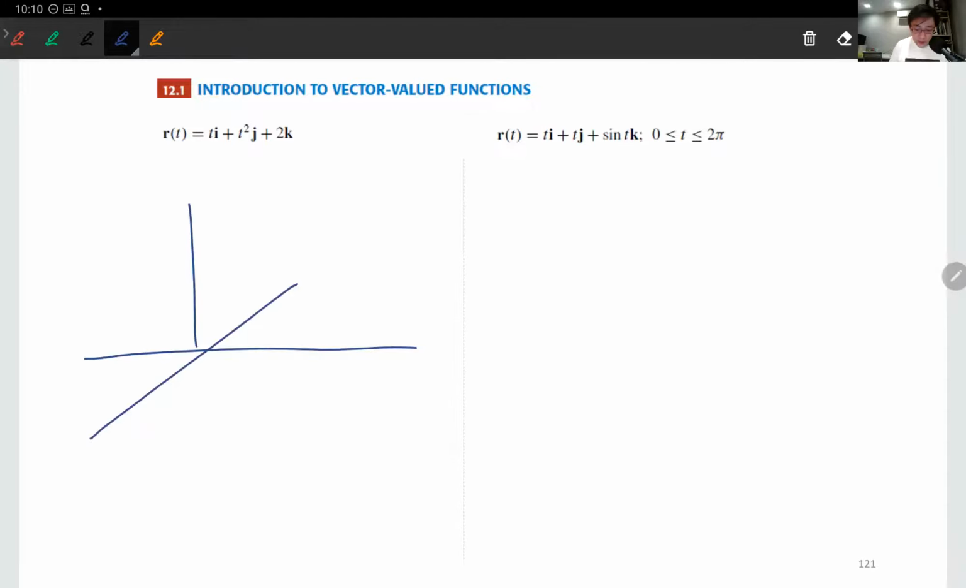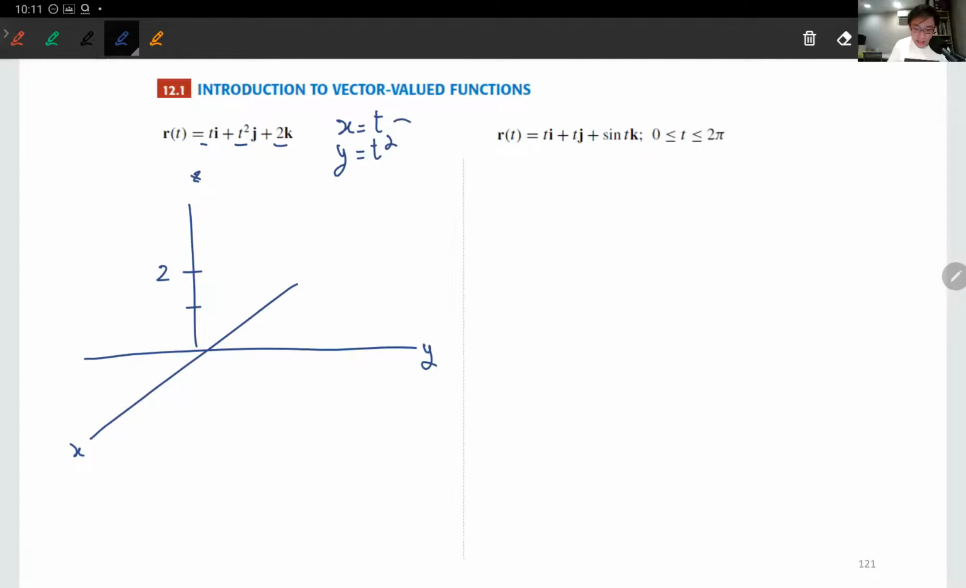Yeah, so this one, you can see that it is flat on z equal to 2. So that means 1, 2. So that means this is going to be a fixed height at z equal to 2. And at that height, you're going to have t and t squared. What kind of curve is this? What do you think? x equal to t, y equal to t squared.